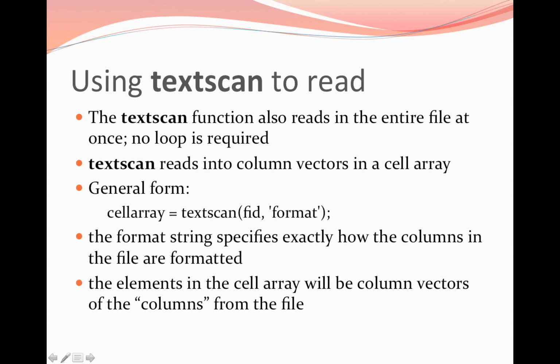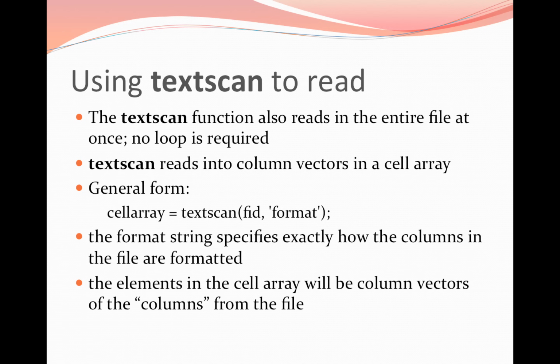Another function that we can use to read from a file in MATLAB is called the TextScan function. The TextScan function, much like fscanf, also reads the entire file at once, so again we don't need any loop. What TextScan does is it reads into column vectors, and it stores the column vectors in a cell array. The general form is when you call the TextScan function, you pass the file identifier. So again, we're assuming that we've already opened the file and we have the file identifier. And you specify a format string, much like fscanf. The results are stored in a cell array.